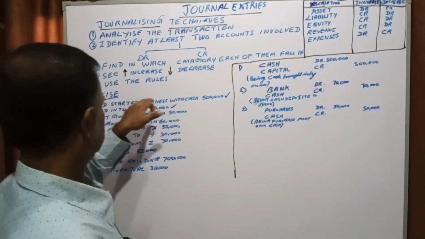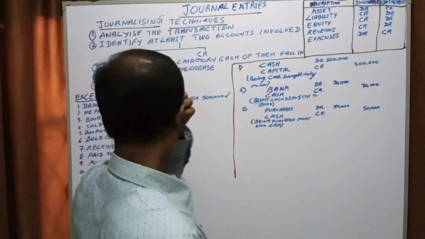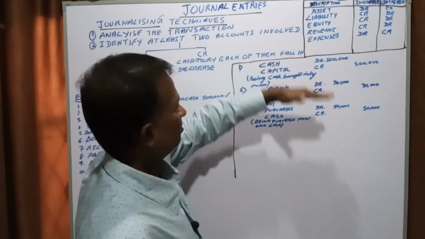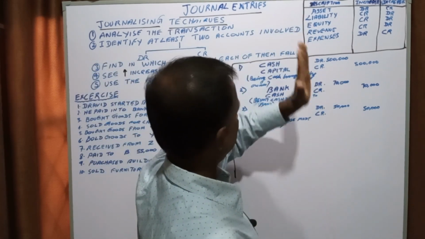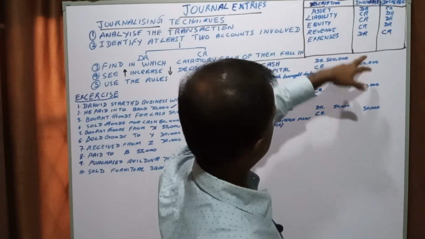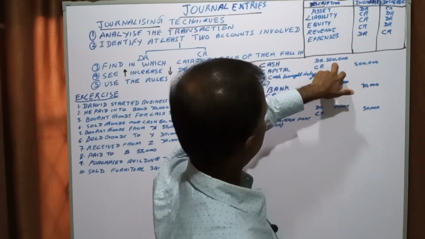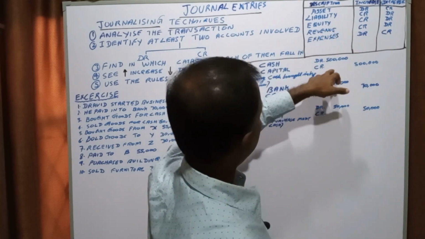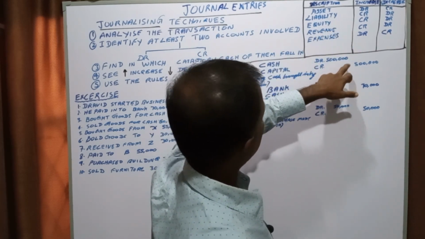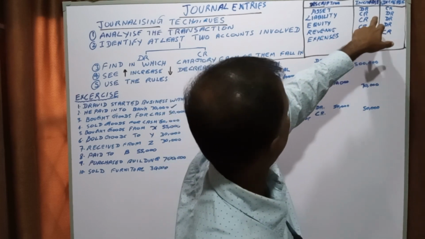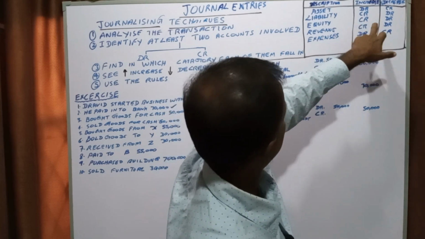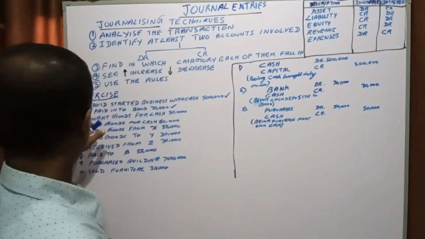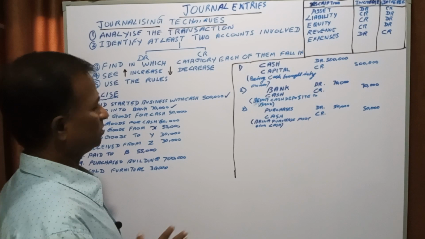Dravid started the business with 500,000. Means cash is coming in, means cash is increasing. That means asset is increasing. Then if it is increasing, debit. Capital is the equity account. Equity is increasing. If the equity is increasing, it has been credited. You see, credit. Here, second adjustment, he paid into bank 70,000.